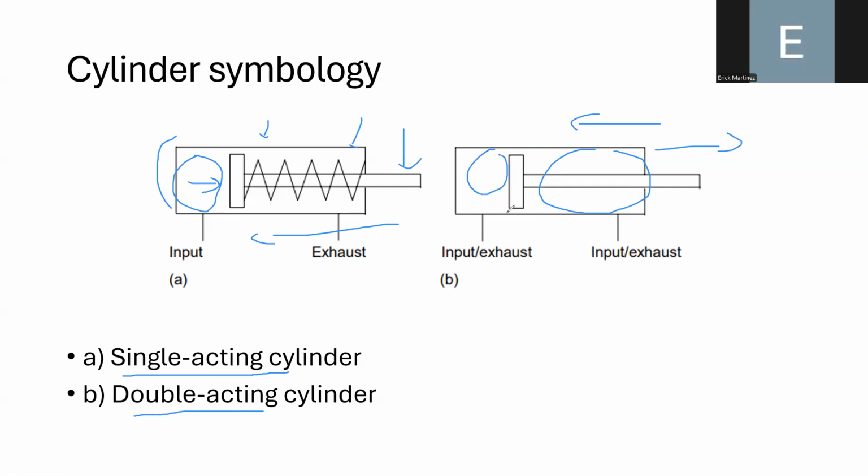Okay, so this is the way in which you can differentiate between a single acting and a double acting cylinder. The single acting cylinder only requires air in this region, no? But the double acting cylinder requires air pressure on both sides, okay, in order to retract or extend the piston. So this is the way in which you can identify a piston or a cylinder in a pneumatic circuit.